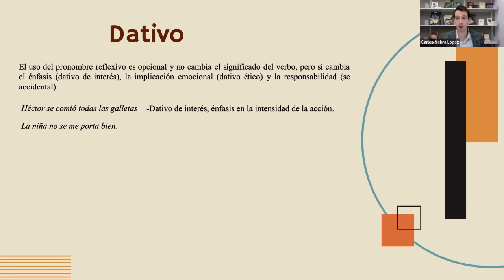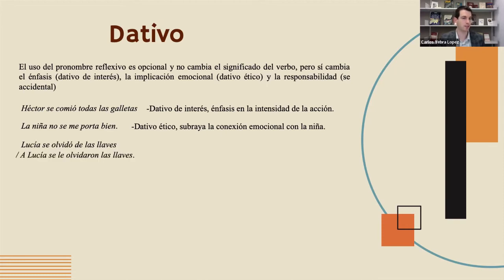And if she is my daughter and she is a little kid, as in a niña, then it stands to reason that I have a certain responsibility in her upbringing, and therefore she does not behave herself. This is a failure to comply with the rules by which I have been educating her, right? So that's why we add the se to imply an emotional connection between myself and the daughter in question. So it's an ethical dative, and it underlies or stresses the emotional connection with the person or thing we're talking about, in this case, la niña.